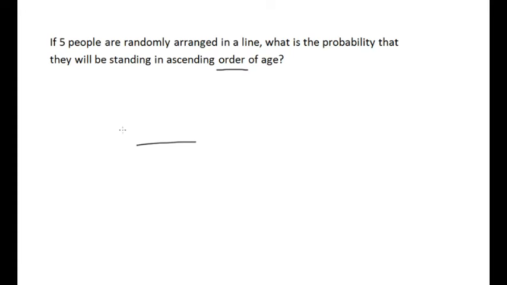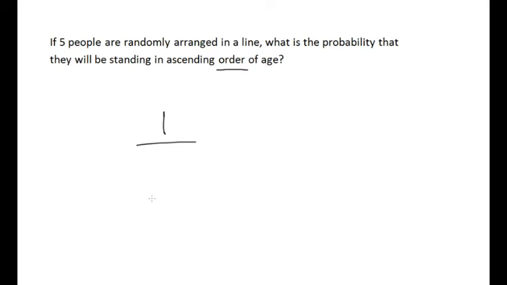Well, the number of ways in which people can be arranged in ascending order is 1. There's really only one way, and that's for the youngest person to be first, and then the oldest person to be last, and in between, they're in ascending order of age. So there's only one way to do that.